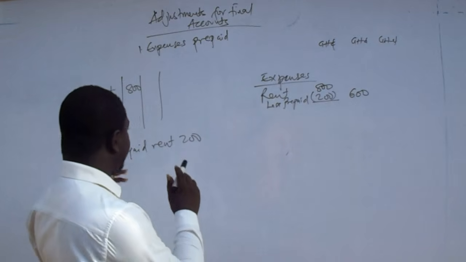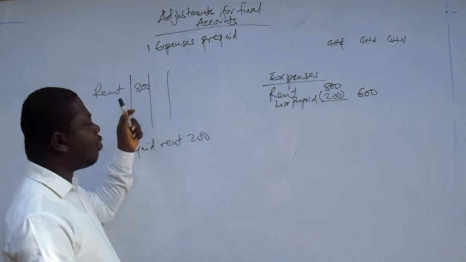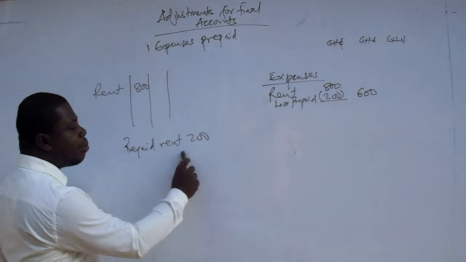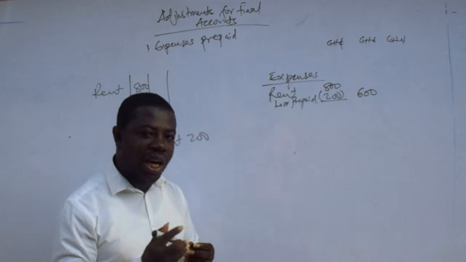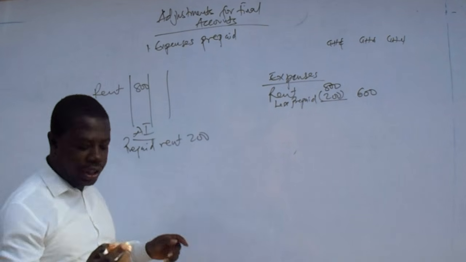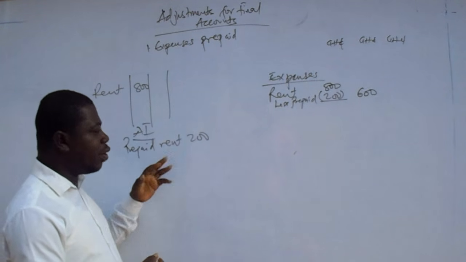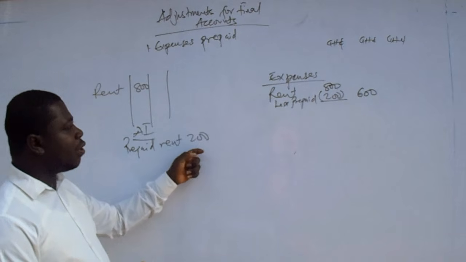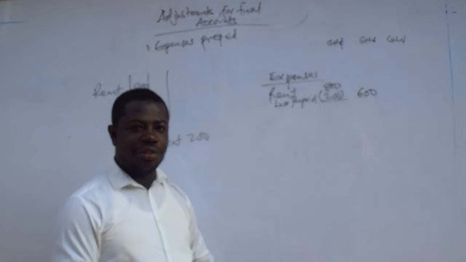Now, looking at this, there is rent of 800 in the trial balance, like I said. Then there is a prepaid rent in the additional information. Which one are we supposed to treat twice? Is it this or that? Obviously, it's this. It's the 200 that is supposed to be treated twice, because that is what is in the additional information or the footnote. And so the first treatment of this 200 is what we have just done by subtracting it from the 800.